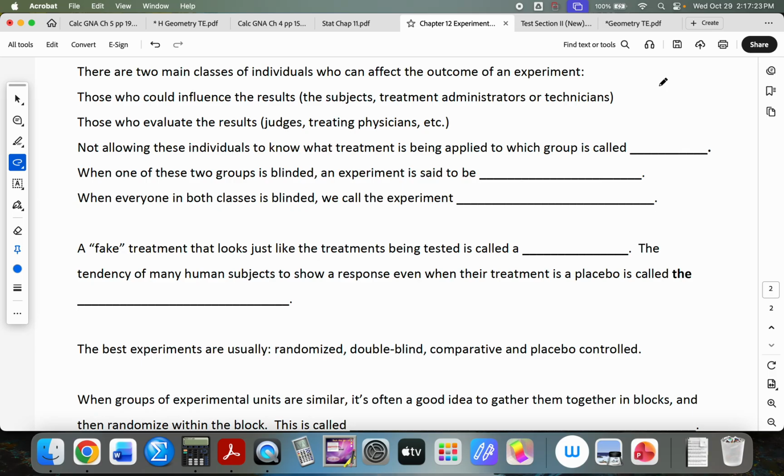Okay, or if you're doing a psychological experiment, sometimes those are subject to what the person thinks, right? I've observed less aggression from this person, and they quantify that with some number. So, not allowing these individuals to know which treatment is being applied to which group is called blinding.